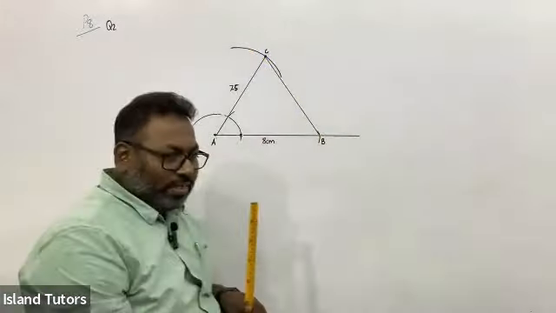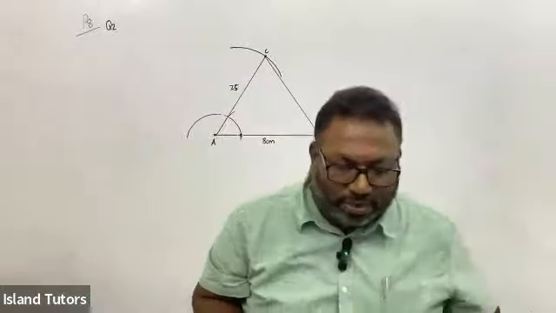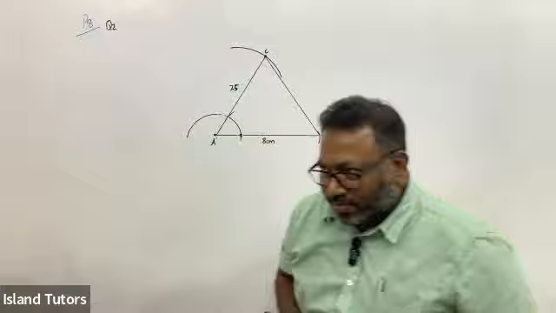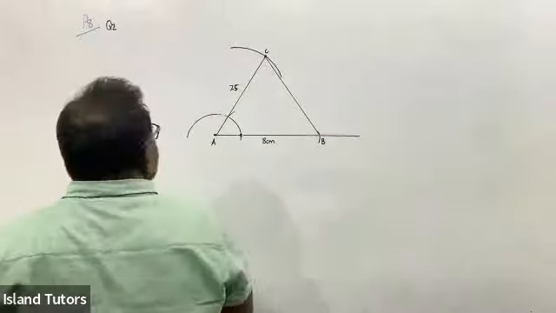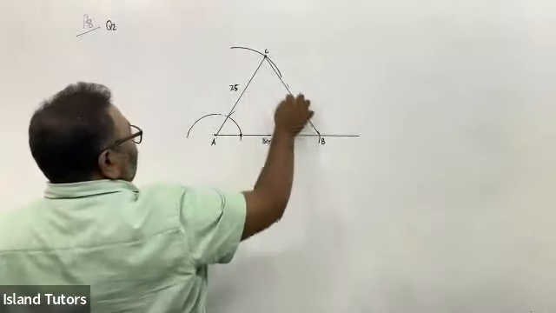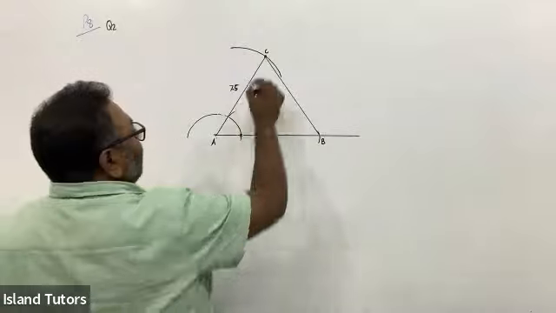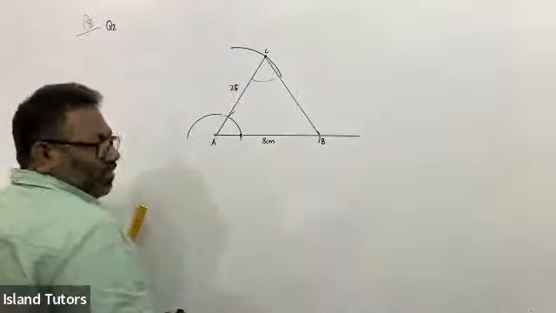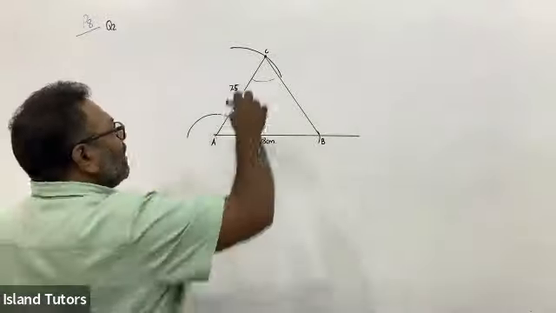Okay, so that is the first part of the triangle. Then construct the angle bisector of ACB. How do you construct an angle bisector? Your ACB line is this. Your angle is here. So you need to bisect this angle. Right? So how do you bisect this angle?